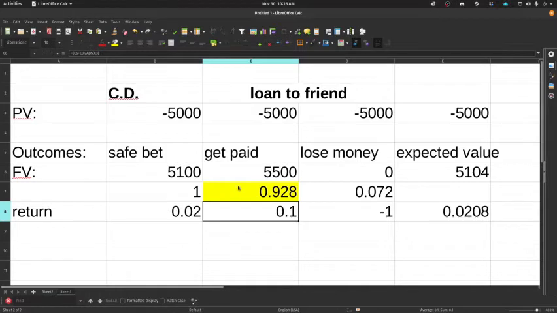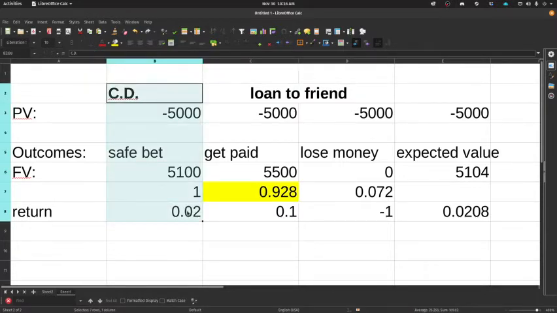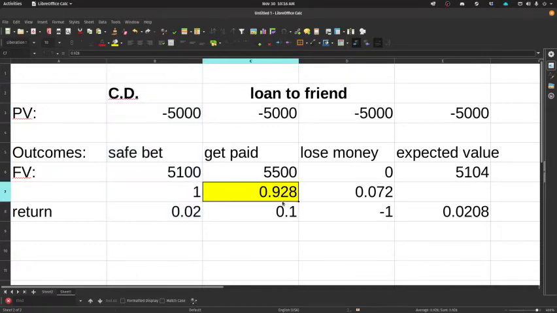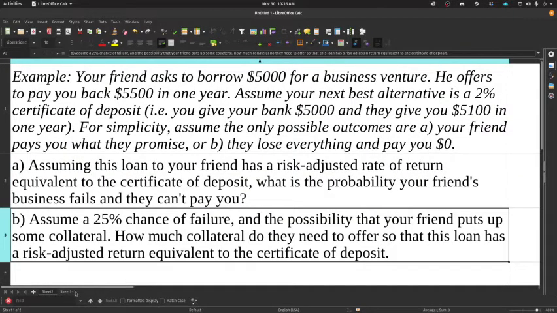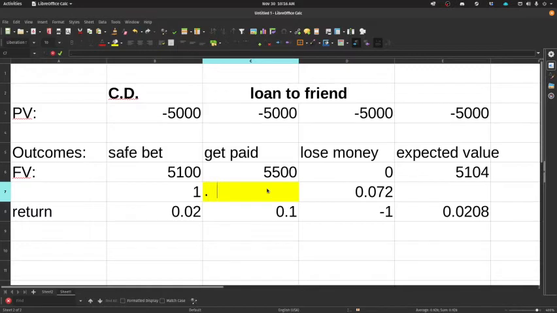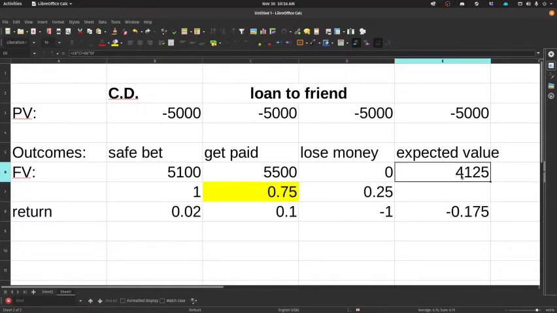All right, so if this loan your friend is asking for is risk-adjusted about as good as the certificate of deposit, it must be the case that their chance of failure is about 93%. But what if that is not really the case? What if there's actually, say, a 25% chance of failure? All right, so that would mean 0.75 here. And in this case, this means that on average, we are in a situation where we're losing money.